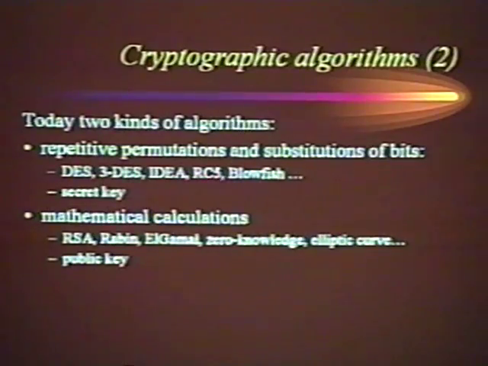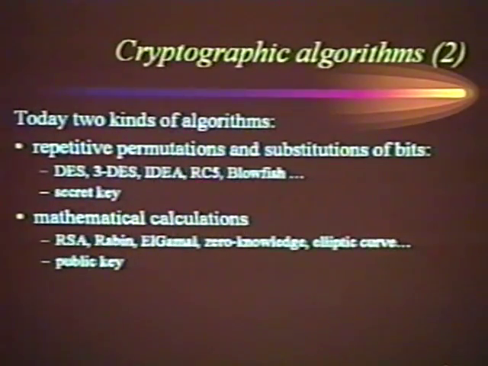Today, we see 2 kinds. They are known as secret key versus public key algorithms. The secret key or symmetric algorithms use repetitive permutations and substitutions of bits. Examples of that are the DES, triple DES, and more of them, but also the new AES algorithm, which was just standardized.